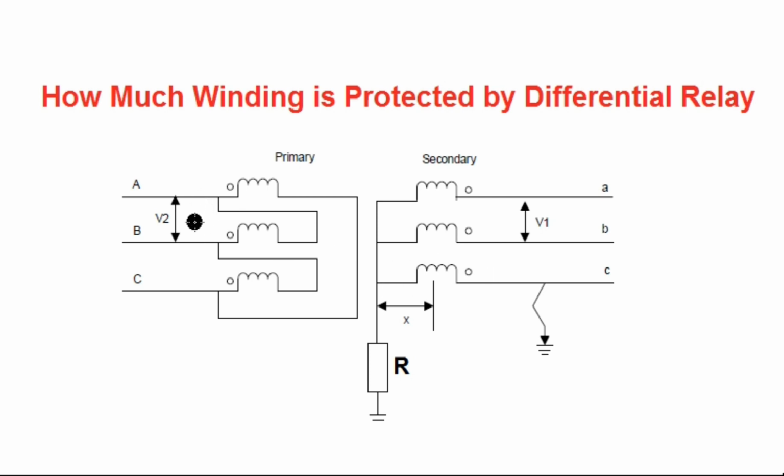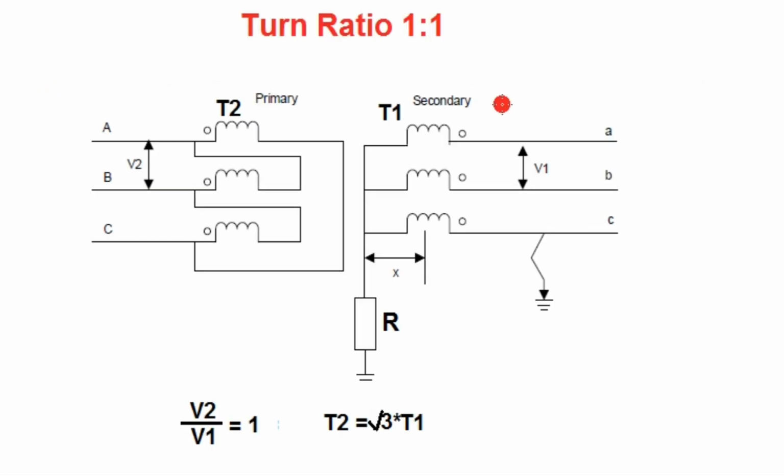Here the transformer turns ratio is such that V2 by V1 is equal to 1. Since the HV side or primary side is delta connected and the LV side or secondary side is star connected, we can write V2 by V1 is equal to 1, with the per phase number of turns in the HV side equal to T2 and in the LV side, the secondary side, equal to T1. We can write that T2 is equal to root 3 times T1.